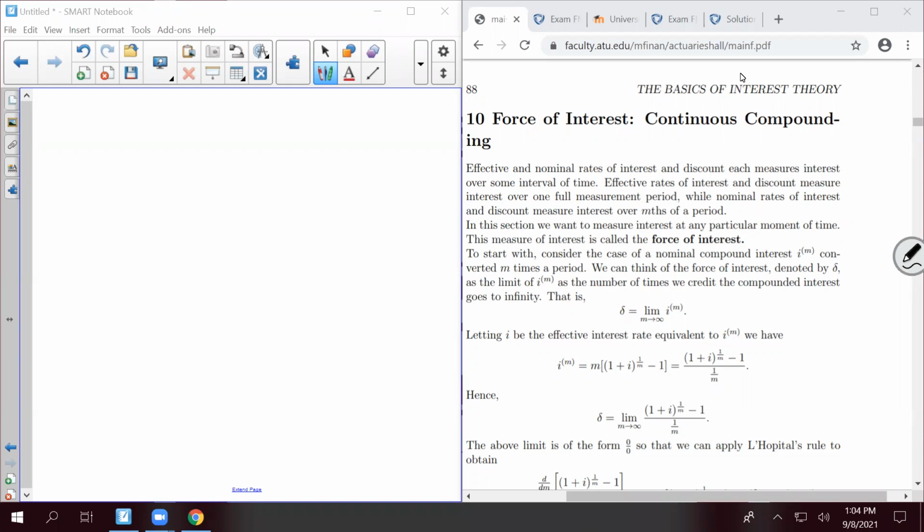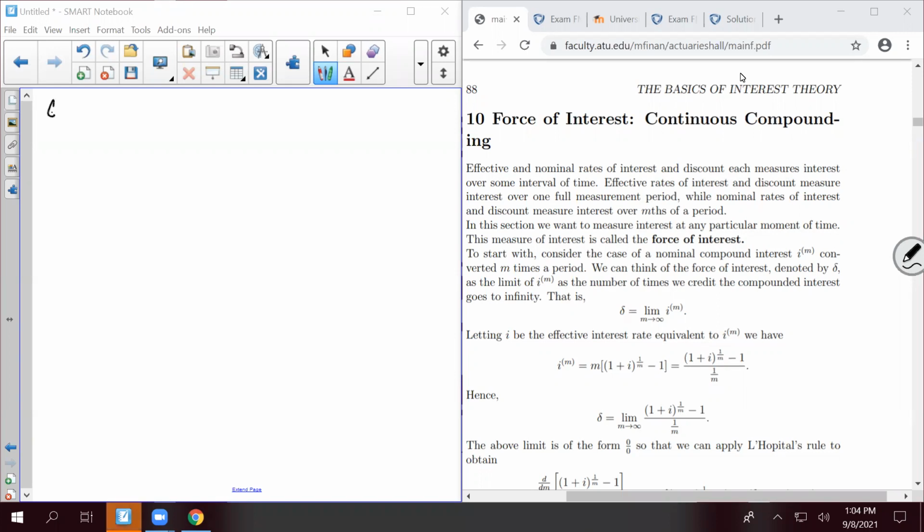Monthly was happening every month. Semi-annually, it happens twice a year. Quarterly, it happens 4 times a year, right? But now we are into a situation where it happens continuously. And if the compounding happens continuously, then the interest that is involved is called force of interest, right?